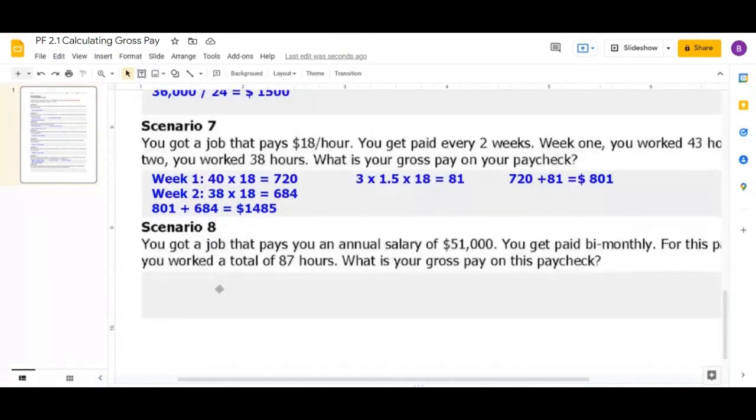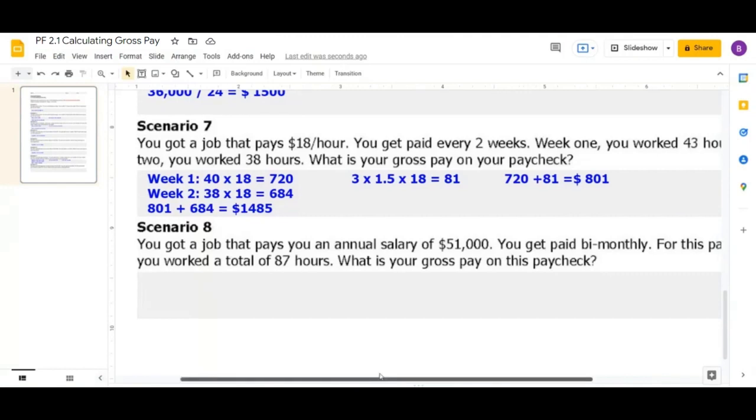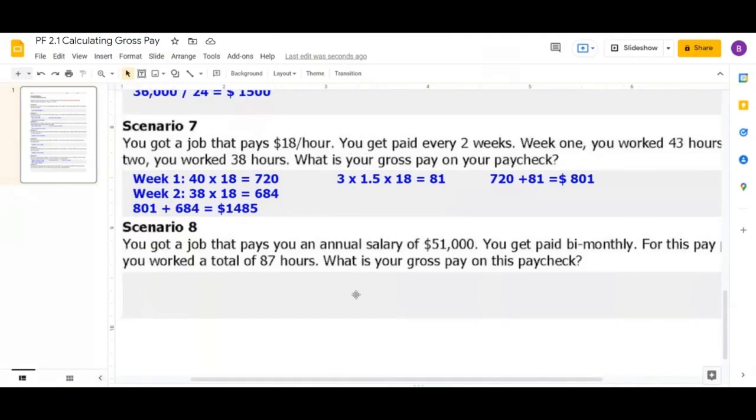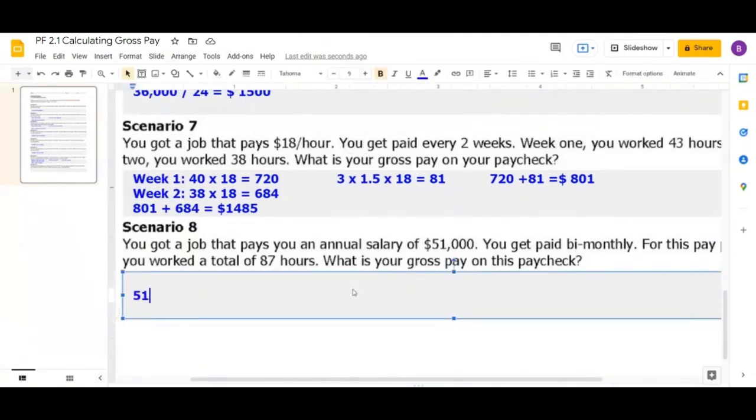All right. And then finally, number 8, you get a job that pays an annual salary of $51,000. You get paid bi-monthly. For this pay period, you worked a total of 87 hours. What is your gross pay? All right, so 51,000 for my annual salary. I get paid semi-monthly, bi-monthly, semi-monthly. Okay, so that would be twice a month. Okay, so there are going to be 24 paychecks.